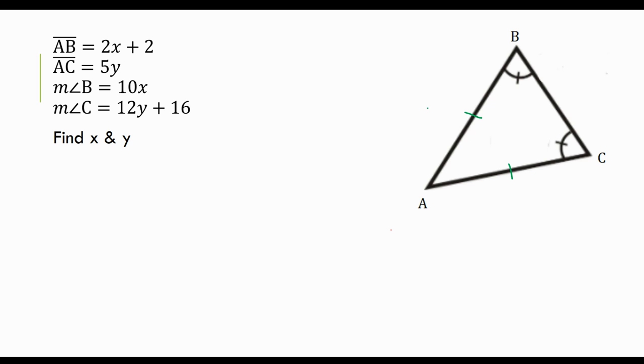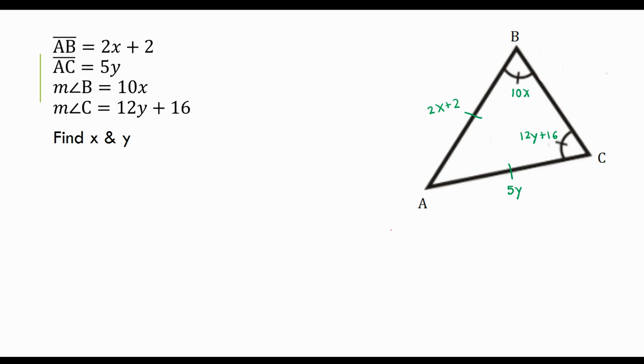I know that AB is 2x plus 2. I know that AC is 5y. Angle B is 10x. And angle C is 12y plus 16. We're going to find both x and y. So notice that the pieces that I have congruent, which are the two different angles and then the two different sides, they each have an expression where one of them is an x and one of them is a y. So we are going to have to set up a system here.